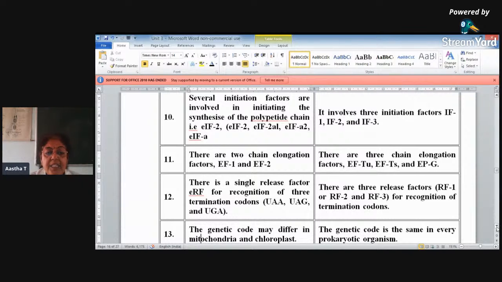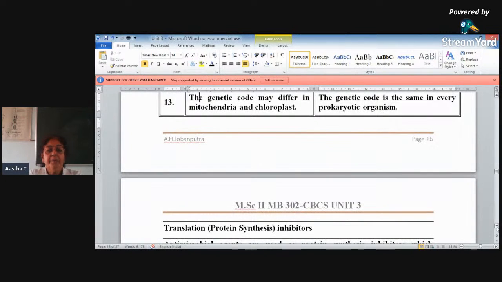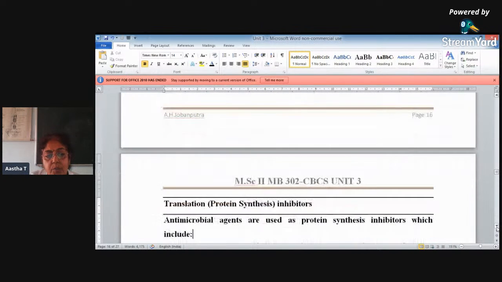There is only one release factor in case of eukaryotes to recognize the termination codons, and that is eukaryotic release factor, eRF. In case of prokaryotes, there are three release factors, RF1, RF2, RF3. The genetic code may differ in mitochondria and chloroplast. The genetic code is the same in every prokaryotic organism. That means the genetic code can vary in mitochondrial DNA and chloroplast DNA, but it is the same in prokaryotes.